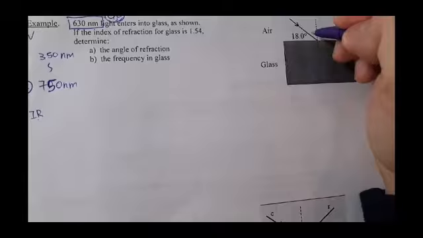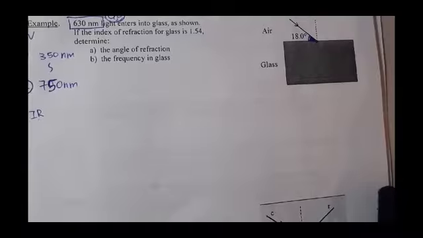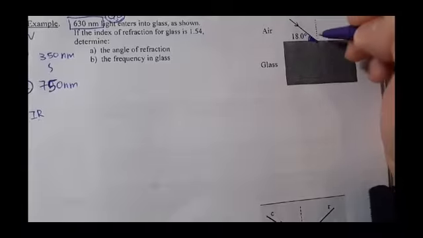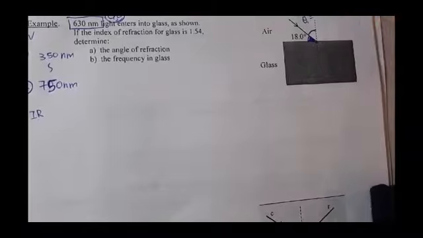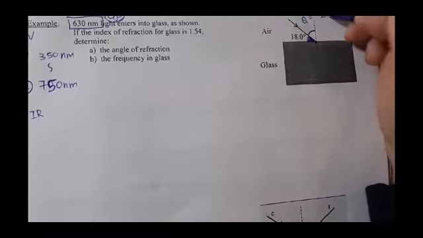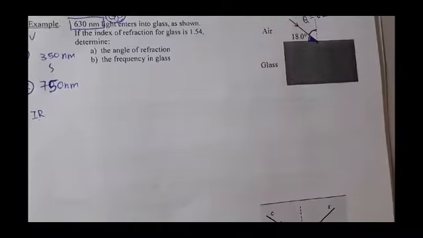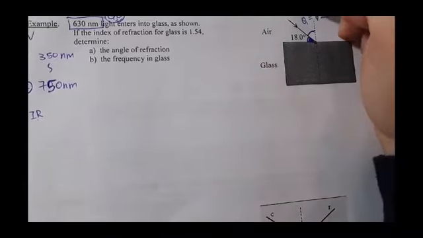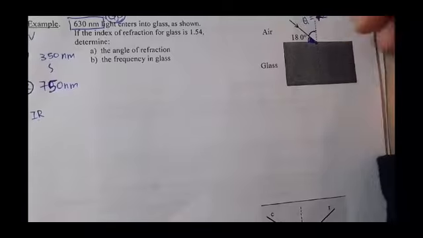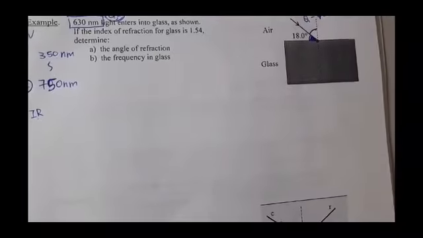But in any case, I have 18 degrees between the surface and my radiation over here. So I need to find my theta 1, which is 90 minus 18, which is 62. Actually, it's 72. My bad. 72. Always double check your mental math, folks.